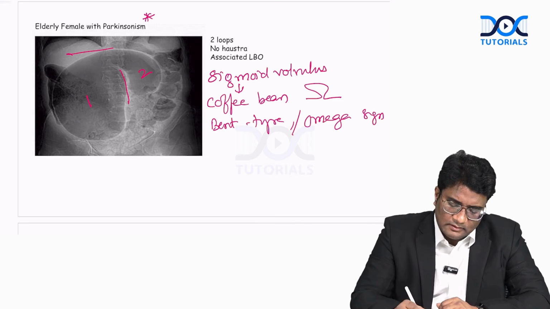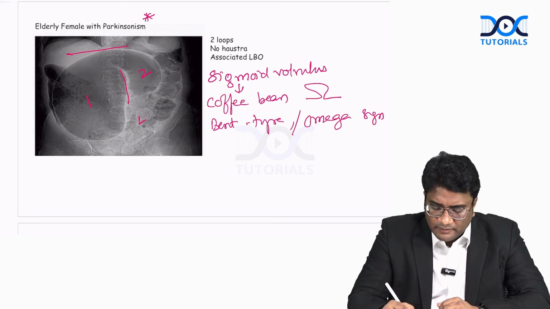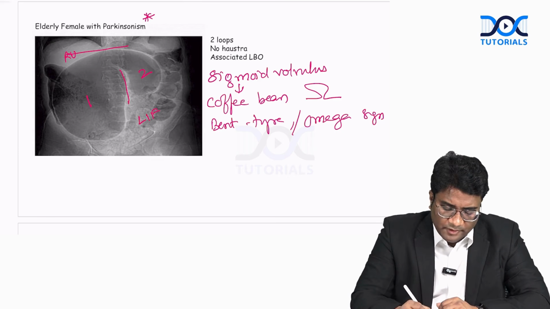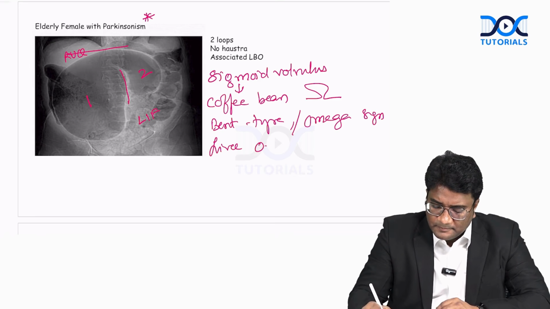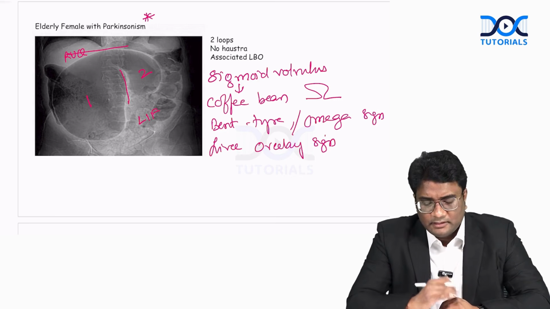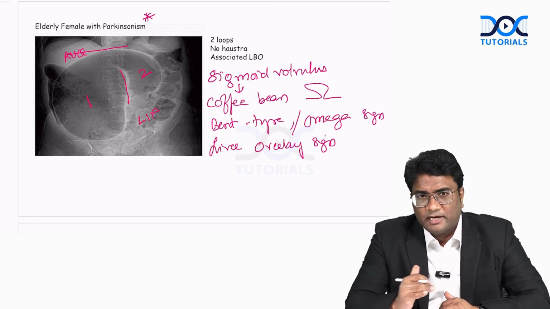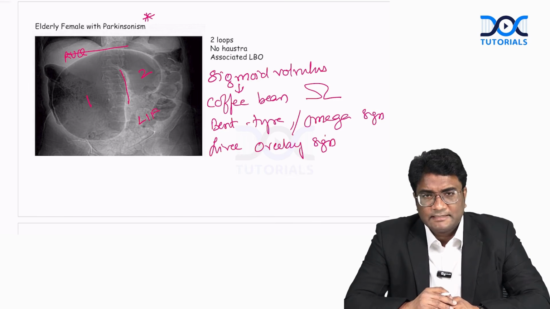And these loops extend from the left iliac fossa till the right upper quadrant, overlying the liver. There is liver overlay. There is liver overlay sign. The apex is overlapping the liver. So there is a liver overlay sign.